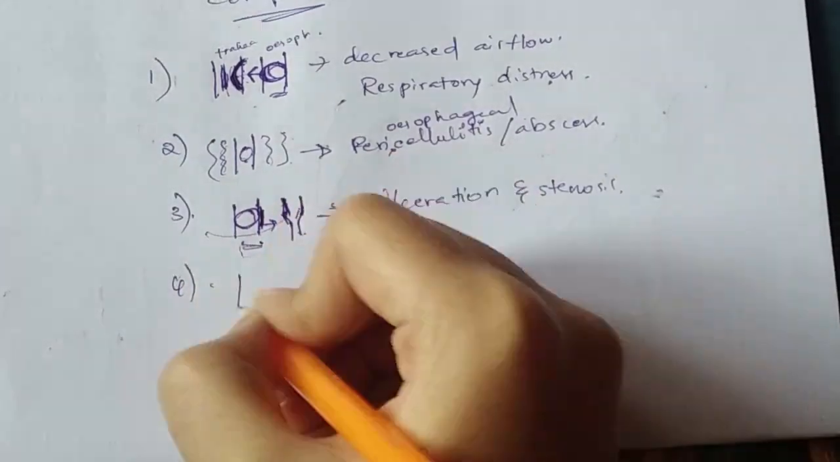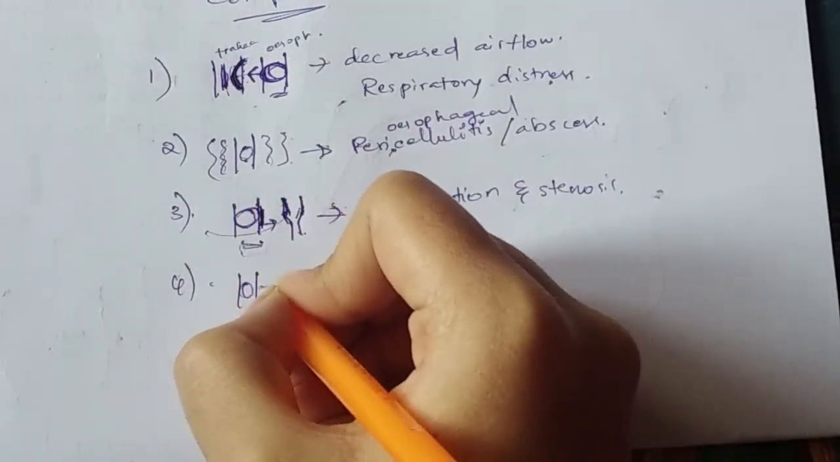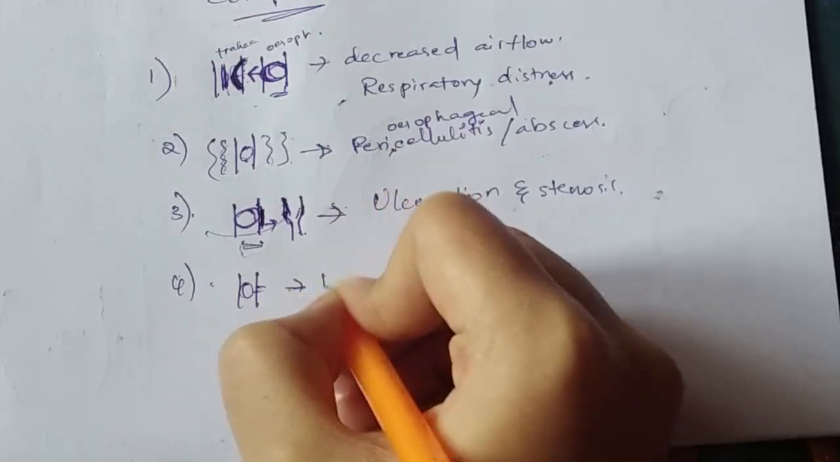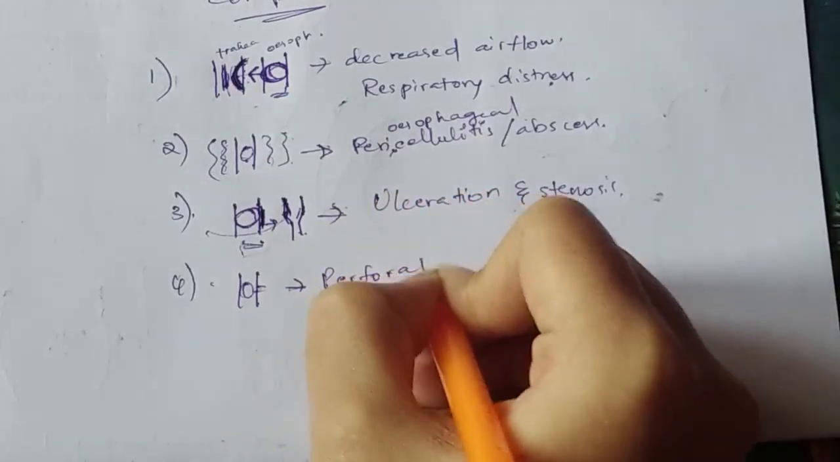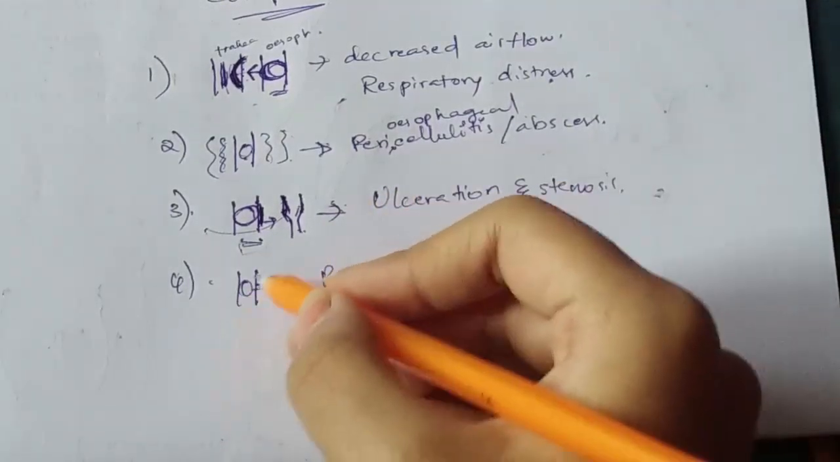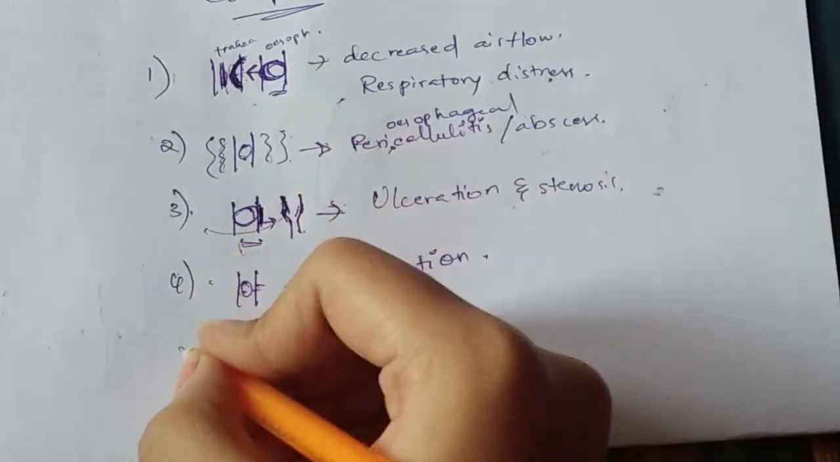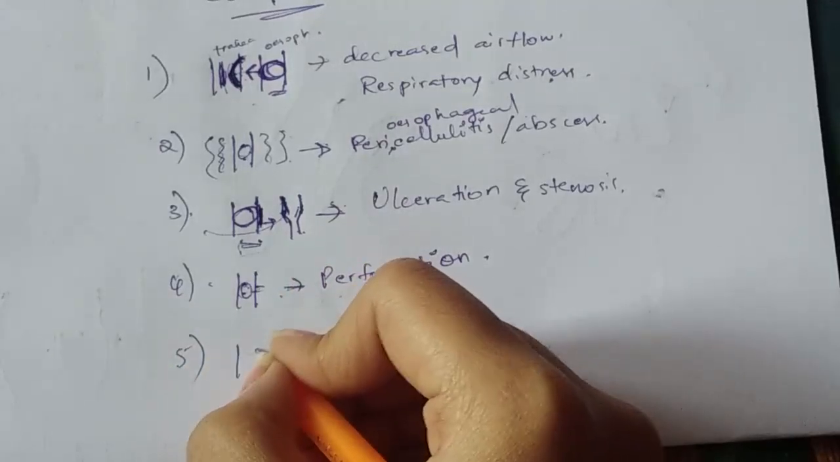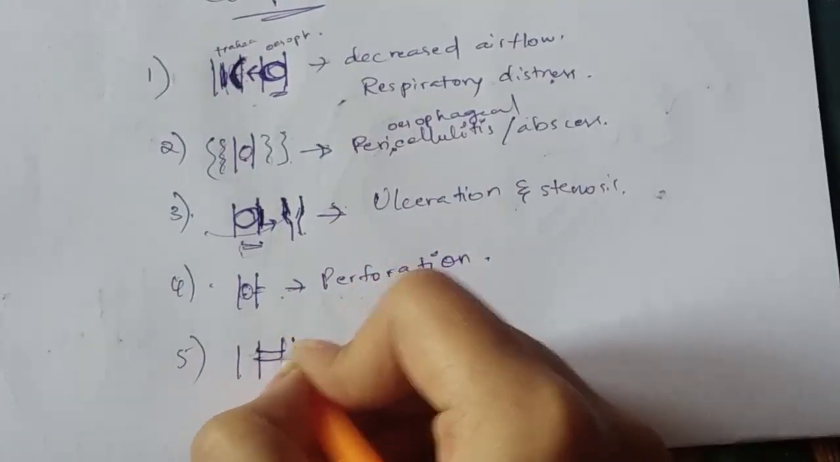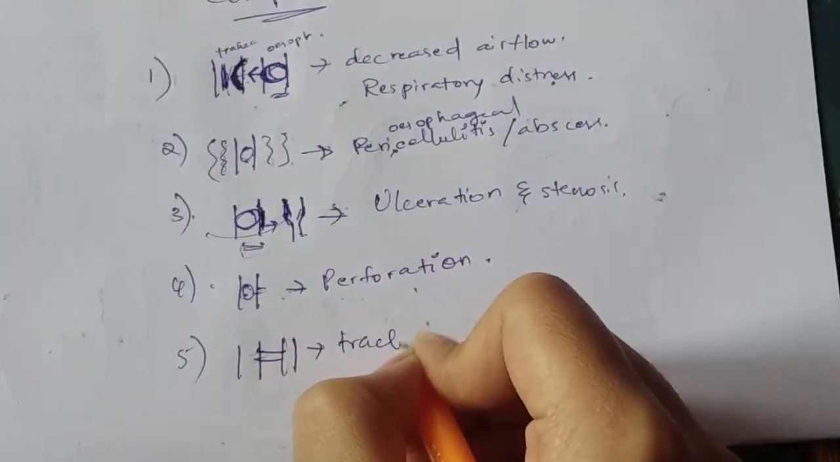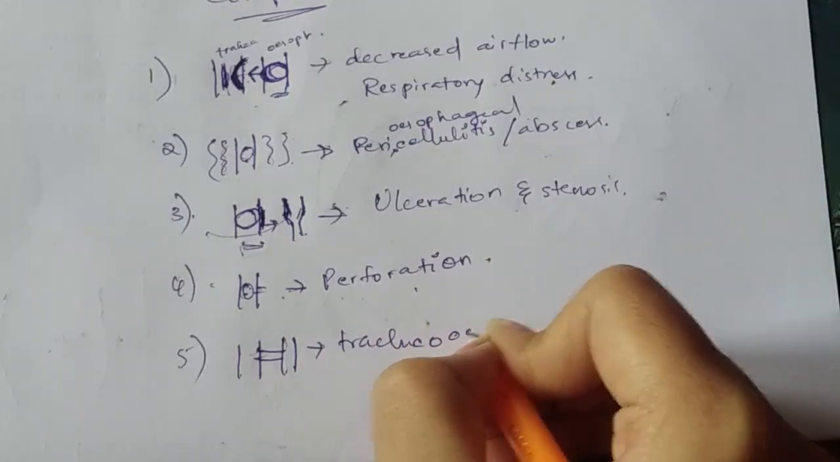And now this presence of foreign body can also lead to perforation. Perforation, when this foreign body is a sharp object, that can cause perforation of the esophagus. And finally and rarely there may be tracheoesophageal fistula. This is a rare condition.